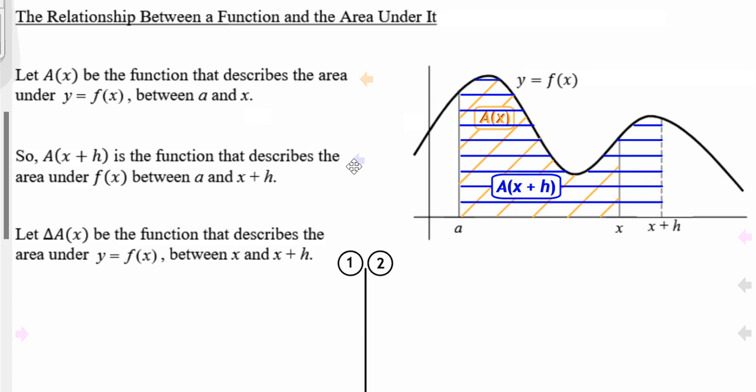Now, for fun, suppose I wanted to find this area in between x and x plus h. What would I do? Area of x plus h minus the area of x. So I could just subtract those two. And I'm going to call that the change in area. Okay? All right. We'll come back to this diagram as we go. We're just setting the stage here.